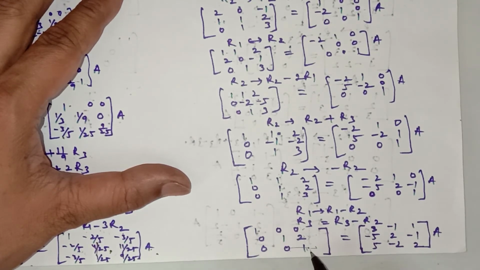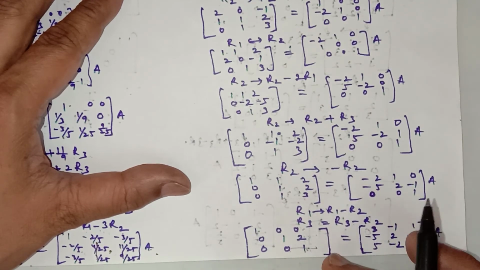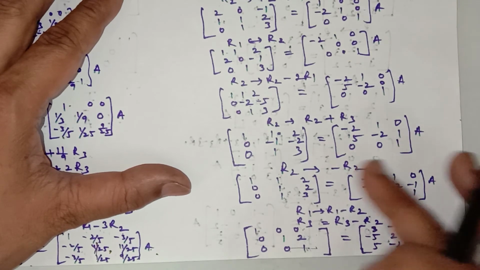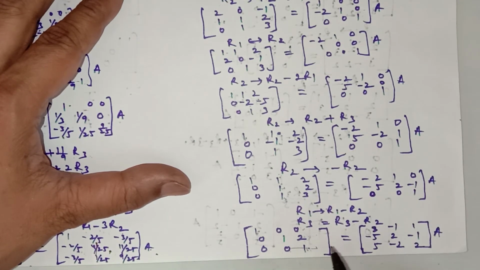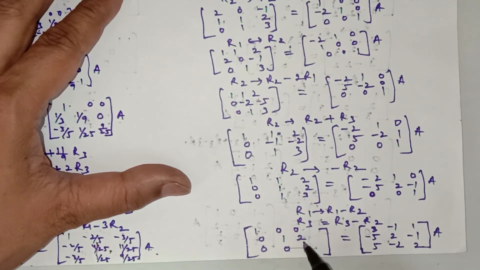Now after that you have to make this element as 1, which I have already made. We have made it 1 already without using any property, so a step is reduced. Now you have to make these two elements as 0. Now 0 is already there, so you have to make this element as 0. How can you make it 0? R2 is equal to R2 minus 2 times R3. Multiply the third row with 2 and subtract from R2, you'll get 0 here.